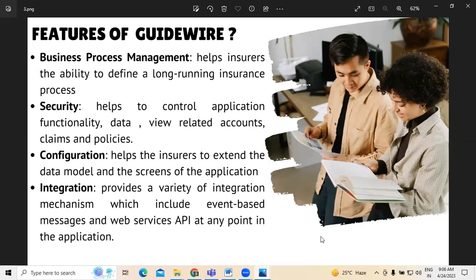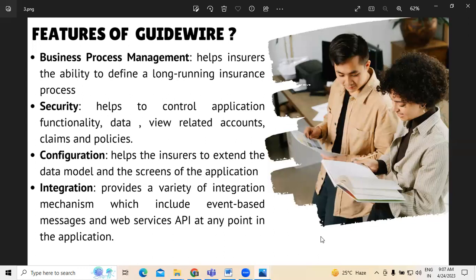Next, when we talk about integration, it provides a variety of integration mechanisms, including event-based messages and web services APIs. An application programming interface is useful to connect applications, so if you want to access information from another application, an API has to be written by a developer. So messaging, event-based messages, and web services APIs at any point in the application, even these integration services can be provided through Guidewire.